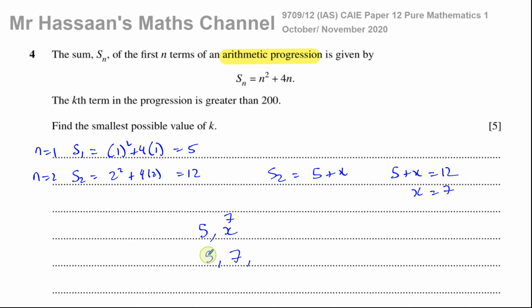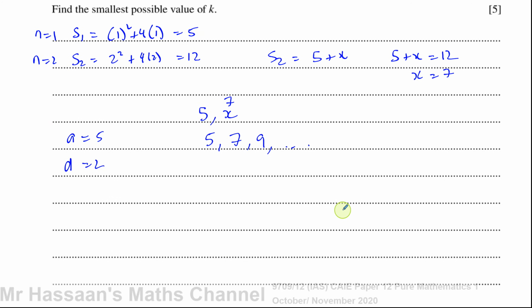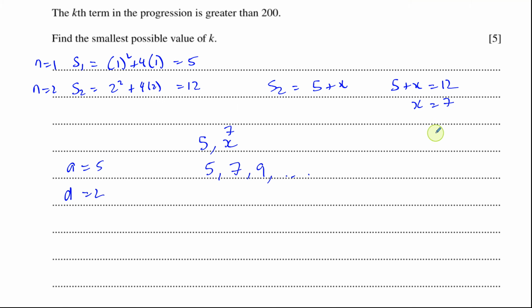If it's an arithmetic progression, every time you have to change by the same amount. So the next one is going to be 9 and so on. So this series has a first term of 5 and a common difference, what you have to add each time, of 2. Once we've got that, that's going to help us answer the question, because next we want to find the term in the progression which is greater than 200.